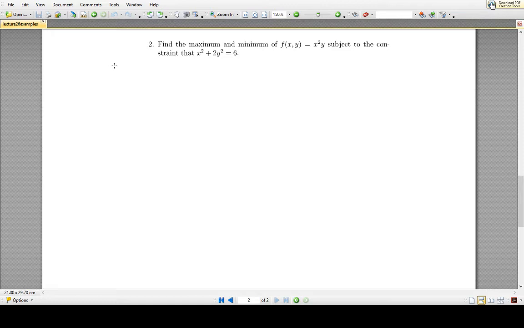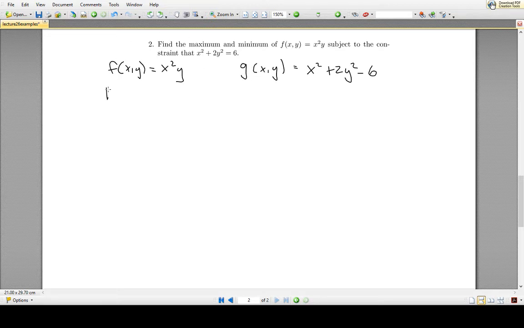So the first thing I'm going to do when I'm doing a Lagrange multiplier question is write down the function I'm trying to maximize or minimize, which is f of xy equals x squared y. I'm also going to write down the constraint as some function g of xy. I find that by moving every part of this constraint over to the left-hand side of the equal sign, so x squared plus 2y squared minus 6. That is what I'm going to call g, because I've moved the 6 over.